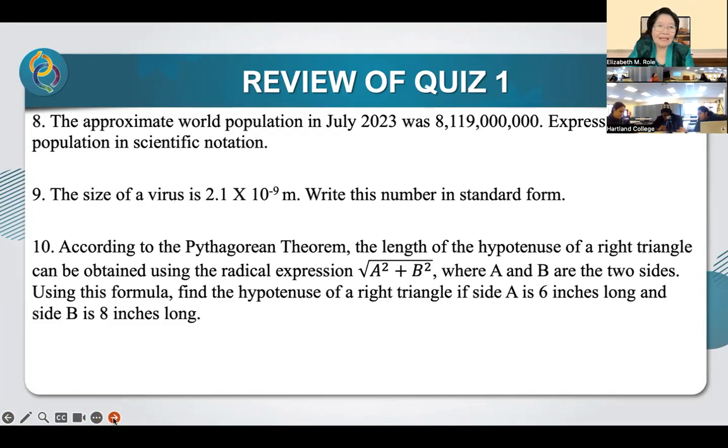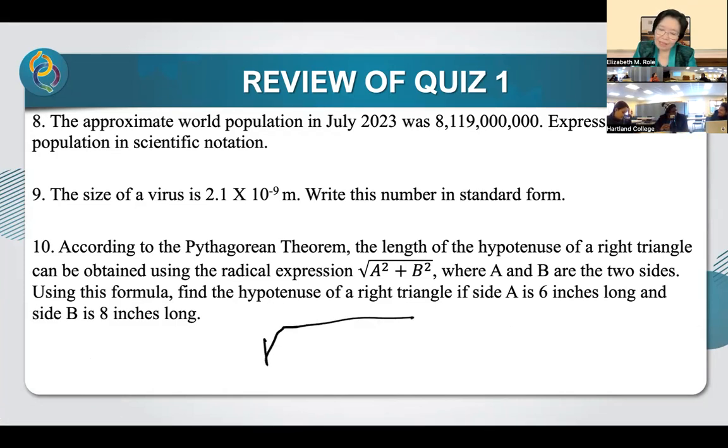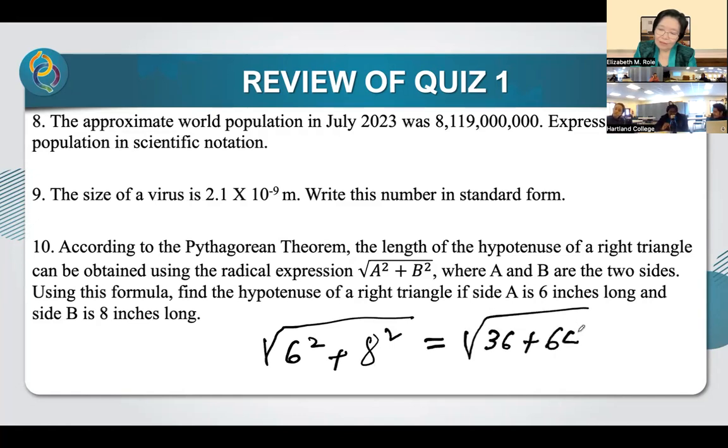All right, so for number 10, number 8 and 9, no problem there. For number 10, I think you are fine, but some may have forgotten what to do. It's just a matter of substituting your A and B. So your A is 6. Your B is 8. So you have 36 plus 64.